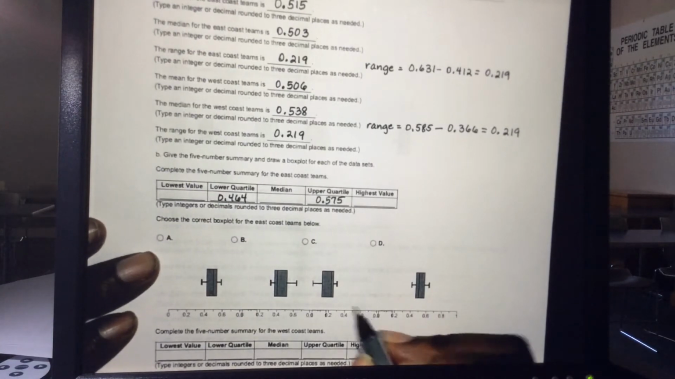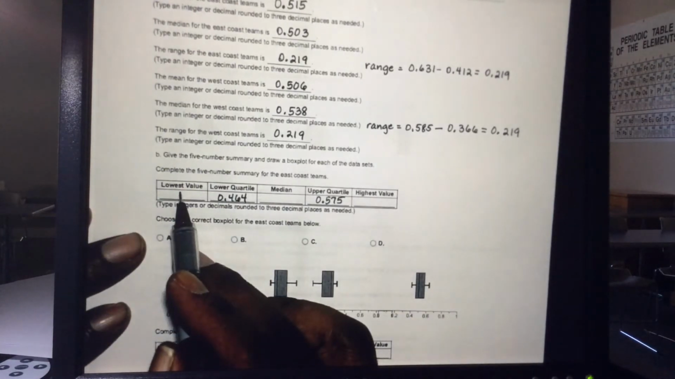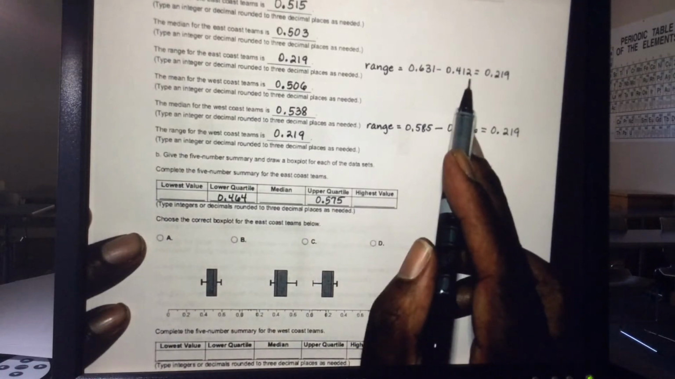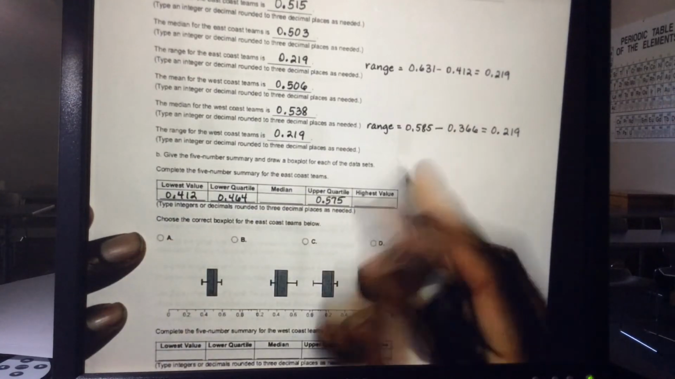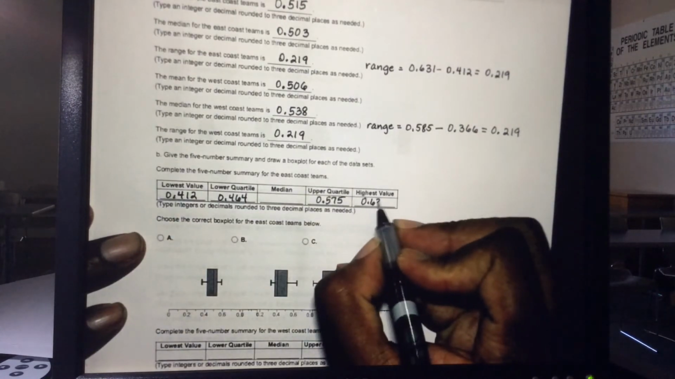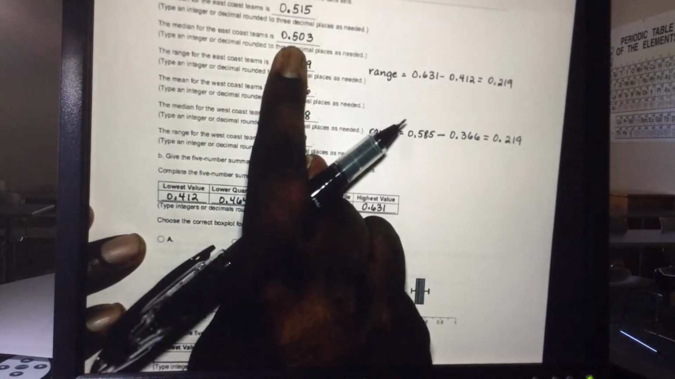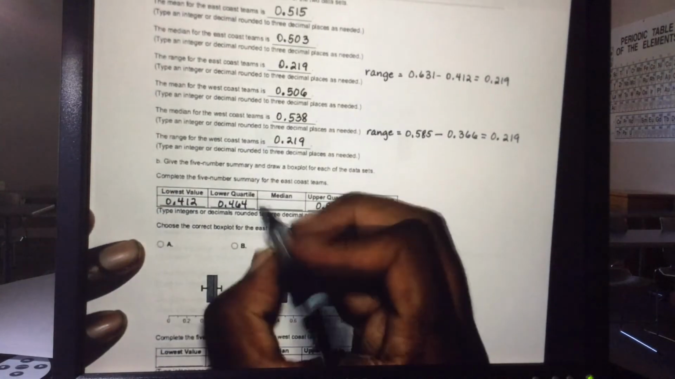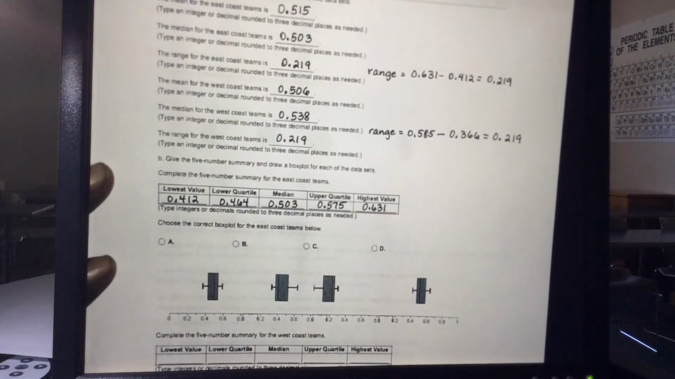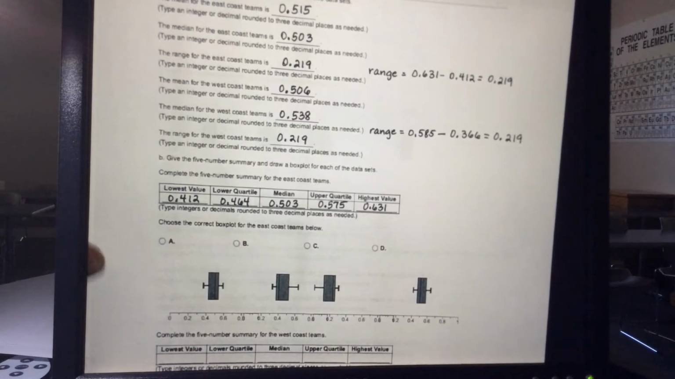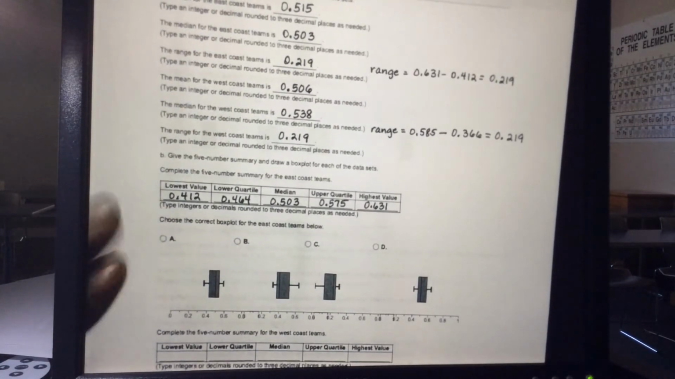Okay, now the lowest value for this was 0.412. That was your lowest value. The highest was 0.631. The median was that number, 0.503. Okay. Now we have to pick the one that's closest to this 5-number summary.